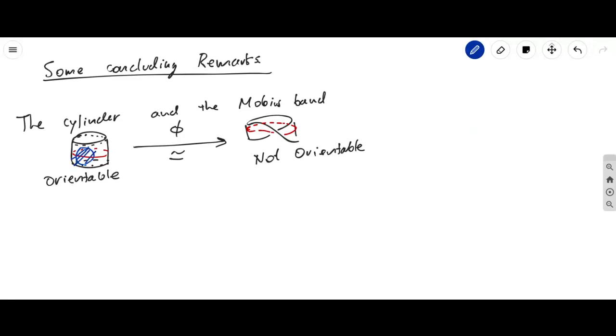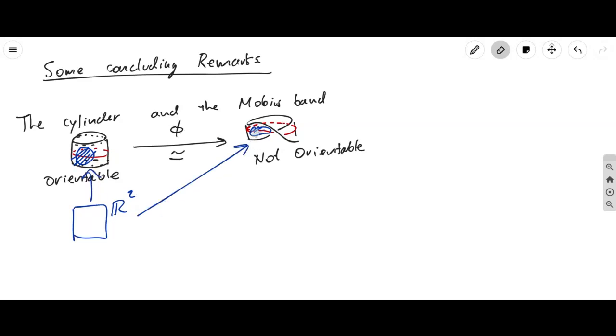So let's say this is a chart that maps R2 homeomorphically to an open subset of the cylinder. If you compose it with phi, the composition will give you a chart on the Mobius band. So if you have an atlas on the cylinder, that will give you an atlas on the Mobius band, coming from composition with this map.